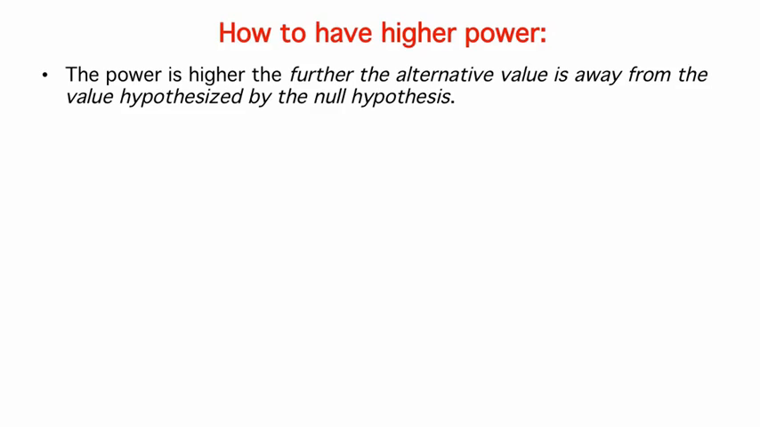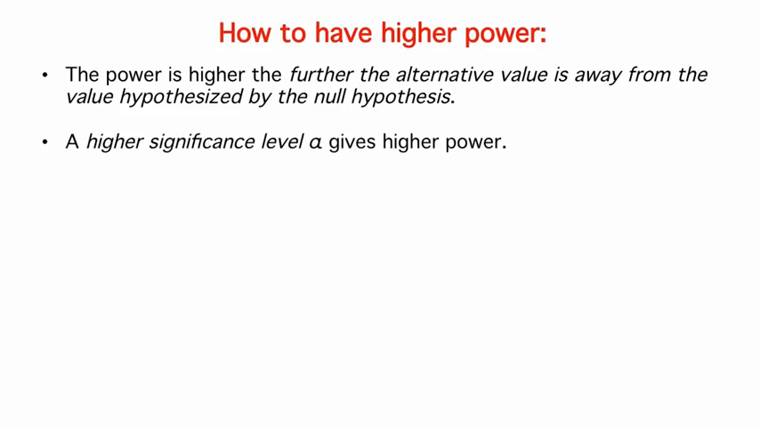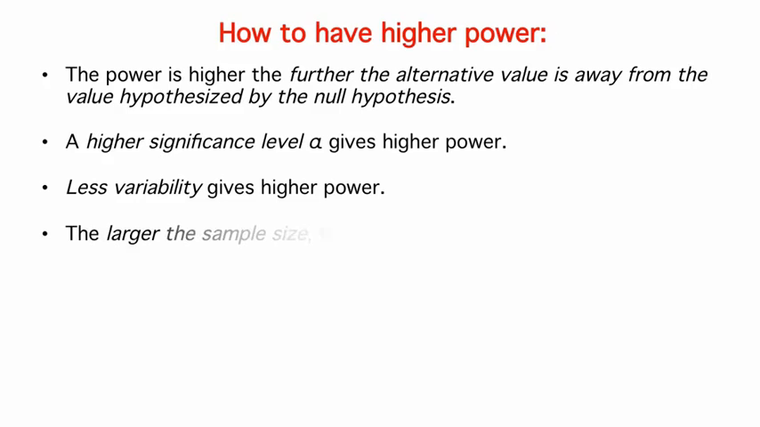We can also increase power by increasing the significance level, alpha, so then we reject more often for larger p-values. However, there are consequences to doing this, as we'll see in a couple of minutes. Reducing the variability also gives higher power. Getting more precise measurements, perhaps by controlling for other sources of variation, is always good for helping us to make strong conclusions, and it increases power. And finally, we can get more power by increasing the sample size.